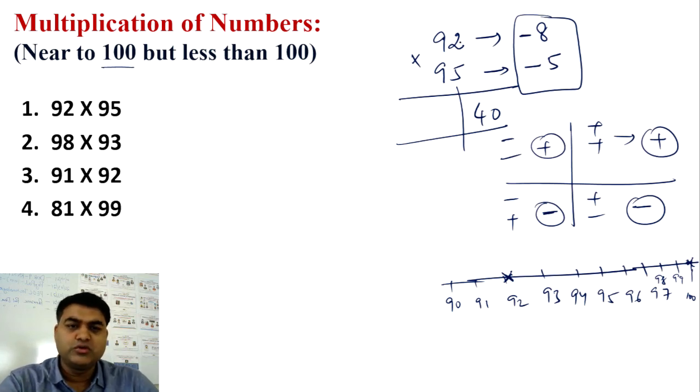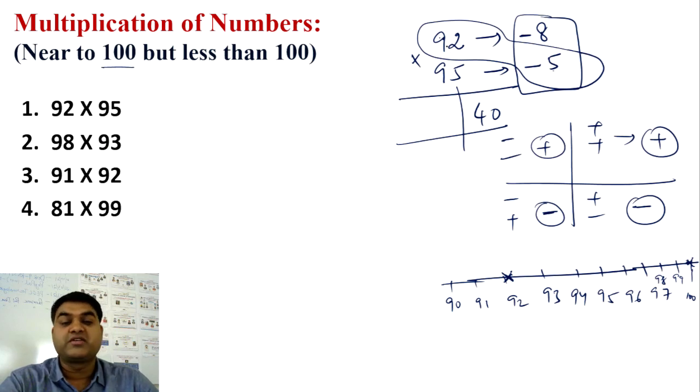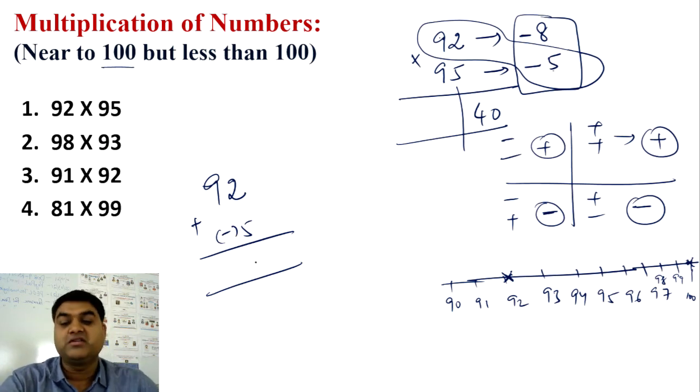Let's see how to do this. In the last one, what did we do? This and this addition, right? Cross addition we did. Similarly, cross addition. We will try to add 92 and minus 5. If you add these two, this minus 5 directly has to be subtracted, isn't it? So it gives you the answer as 87. So we will have 87 as the answer.